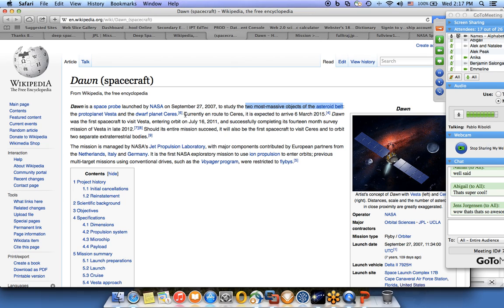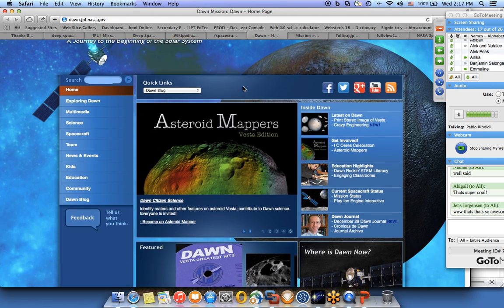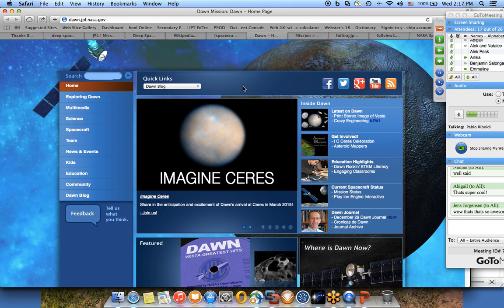Dawn is currently en route to Ceres, and it is expected to arrive on March 9th. Actually, the other website says March 9th of this year. So in about 2 months, we are going to arrive at Ceres. This is really, really cool. We are going to be watching things as Dawn approaches Ceres and what it does.